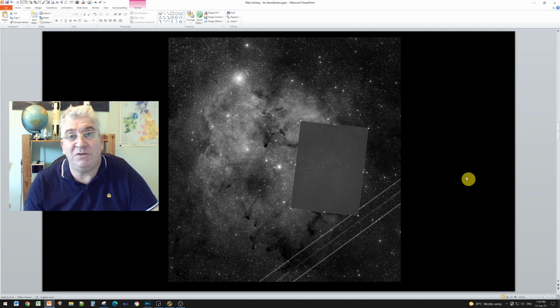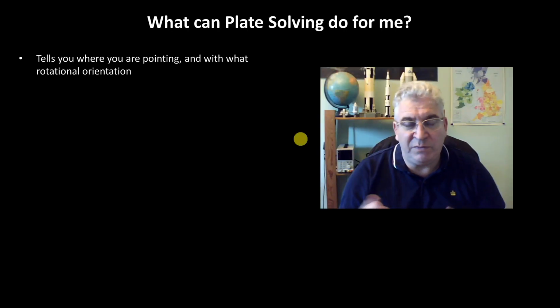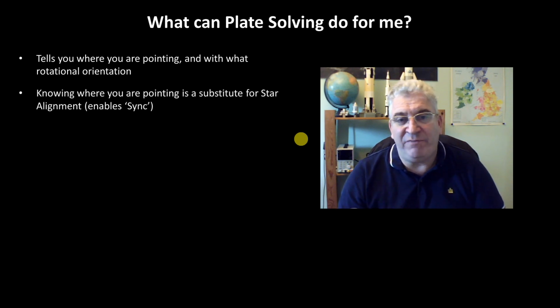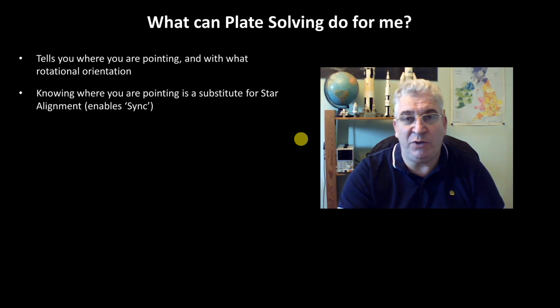So what I'm going to do next is just explain why plate solving is so useful. So the first thing, which we've already covered, is that plate solving can tell you where you're pointing, the right ascension and declination, and what rotational orientation. Now knowing that information is then potentially a substitute for what you do when you star align.